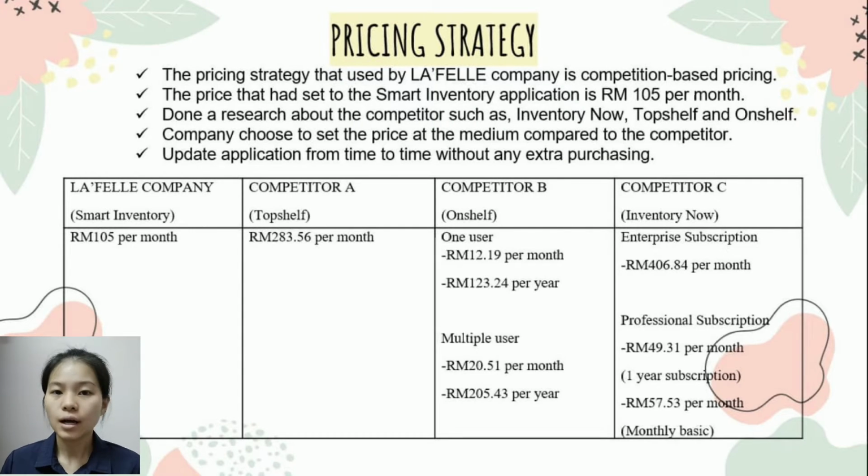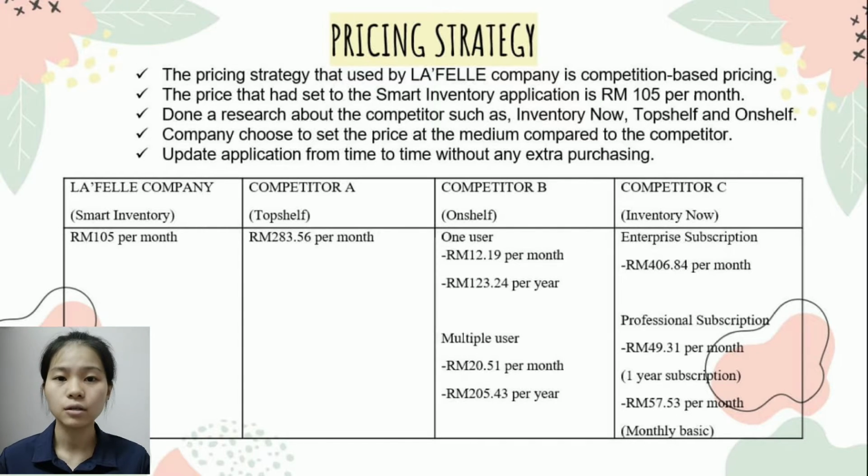As we can see in the table, Lafayette Company has set the price at 105 ringgit per month, compared to competitor A, ThoughtSelf, which sets their price at 283 ringgit 56 cents per month. Other than that, competitor B, OnSelf, has set their prices at 12 ringgit 19 cents per month and 133 ringgit 20. The last one is competitor C, Inventory Now. They set the price at 406 ringgit 84 cents per month for the enterprise subscription, and for the professional subscription, 49 ringgit 31 cents per month for a 1 year subscription, and 57 ringgit 53 cents per month for monthly basic.